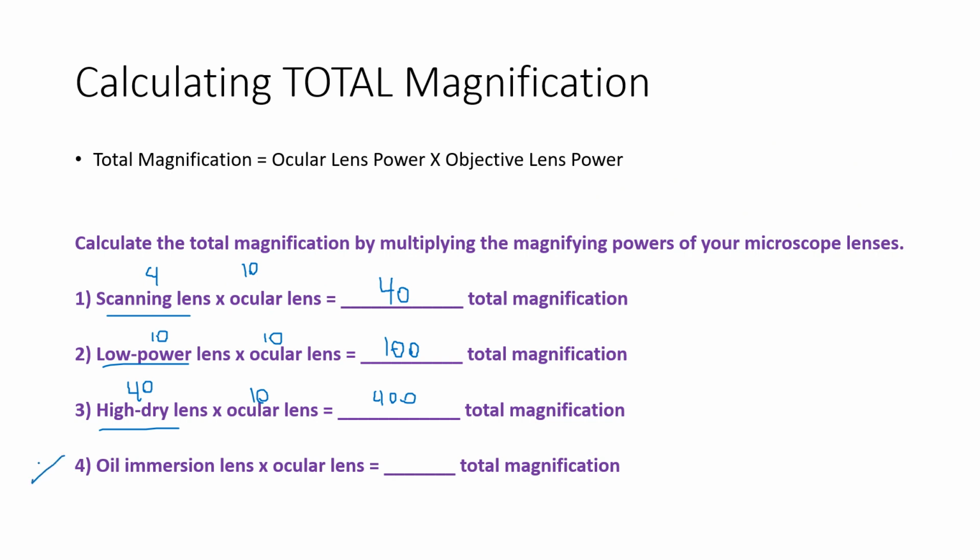And even though we don't have the oil immersion lens, we'll go ahead and do the math on that. The oil immersion lens is magnifying the image 100 times. Multiply that by the ocular lens power for these microscopes, which is 10, and you're getting an image that is magnified 1,000 times. You're going to be looking at the oil immersion lens when you're in the microbiology class.